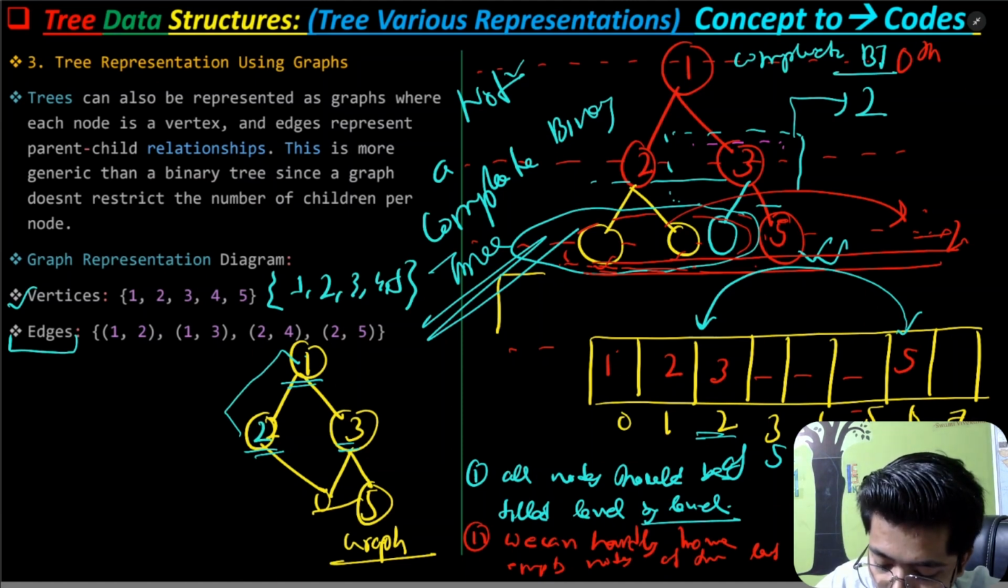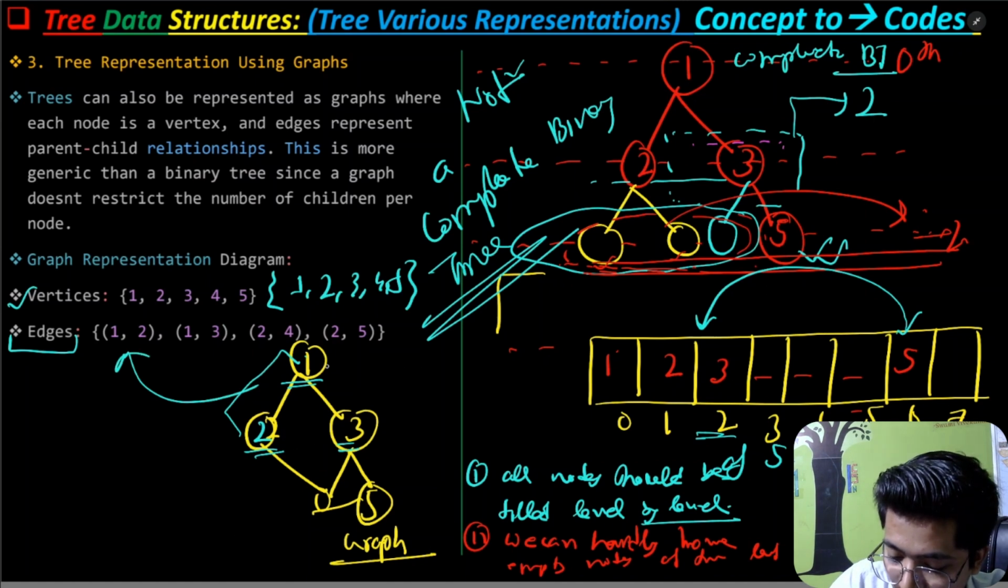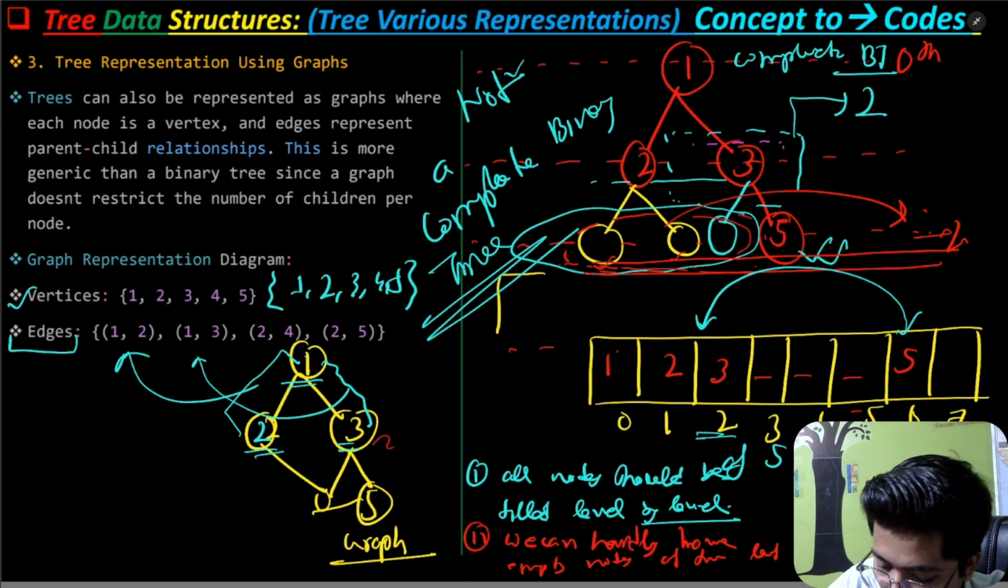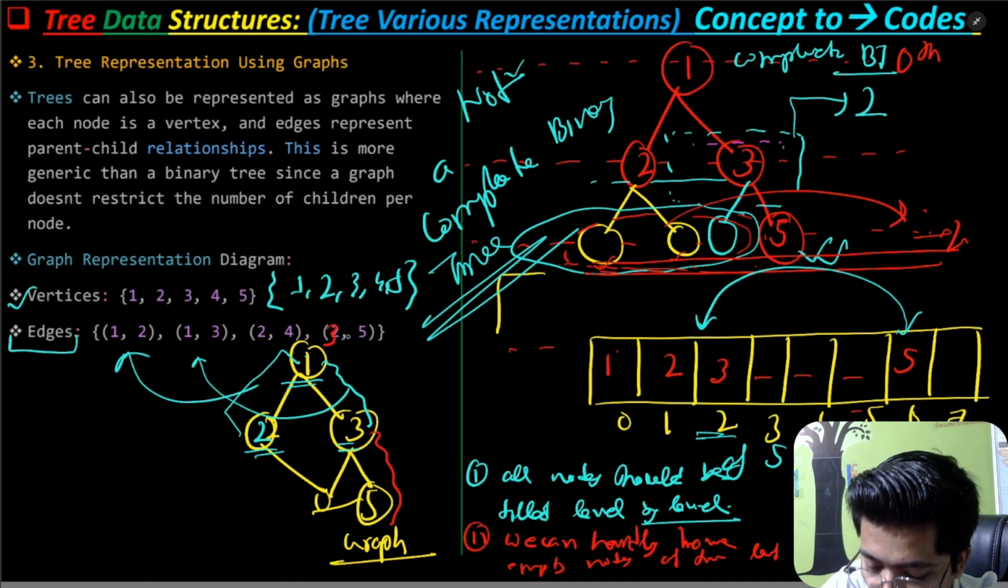So there is 1 to 2. Sorry, this is 1 to 2. So we have represented this path like this, 1 to 2. This section has been represented as 1 to 3. Now this one, 3 to 5, we have represented as 3 to 5.